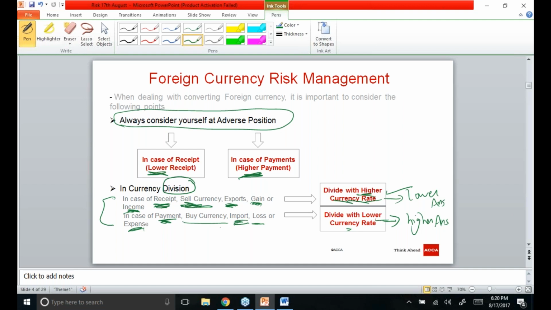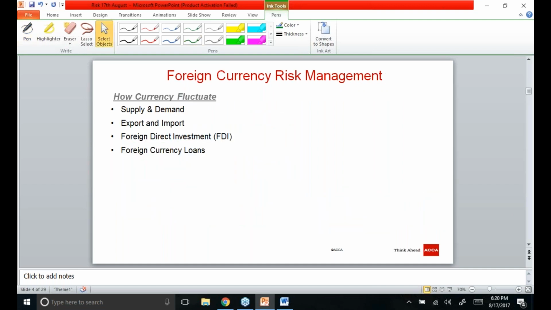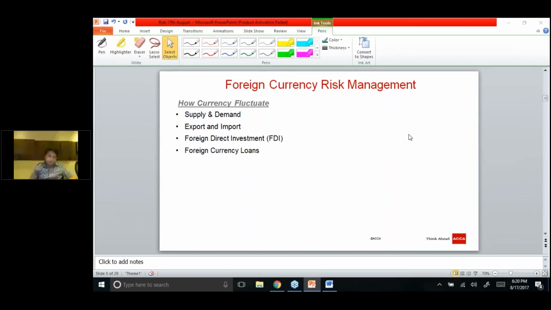Okay, I'm moving to the next slide. That is how currency fluctuates. These are the common reasons that how currency fluctuates. Now, number one is supply and demand, exports and imports. Okay, supply and demand is the main heading.